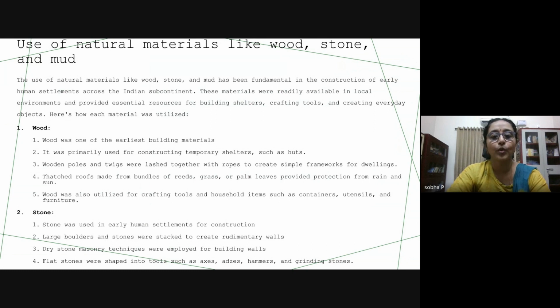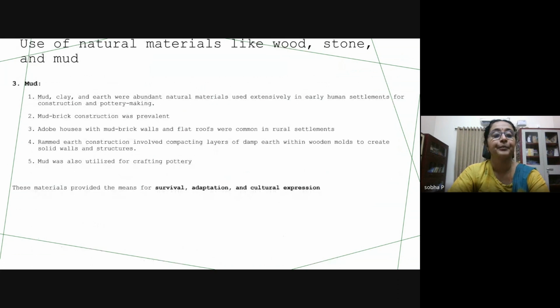And then came stone, which was used in early human settlements for construction, where we have dry stone masonry techniques, in which stones are stacked to build walls, and stones were also shaped into tools for various other purposes. And mud was another natural material which was easily used for construction. Houses were built with mud brick walls, flat roofs were common in rural settlements, and mud was also used for crafting pottery.